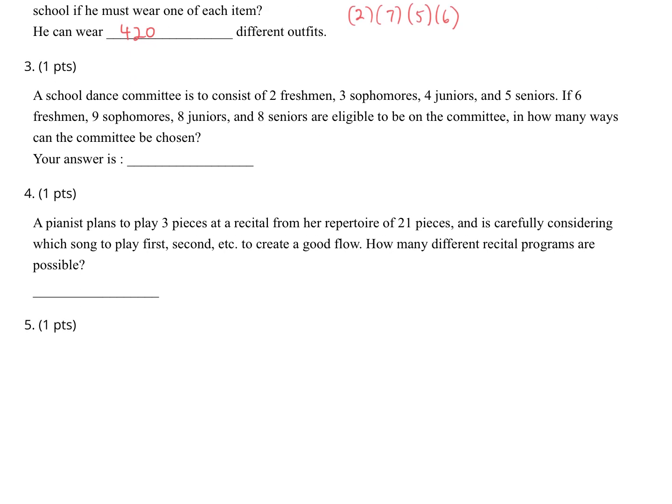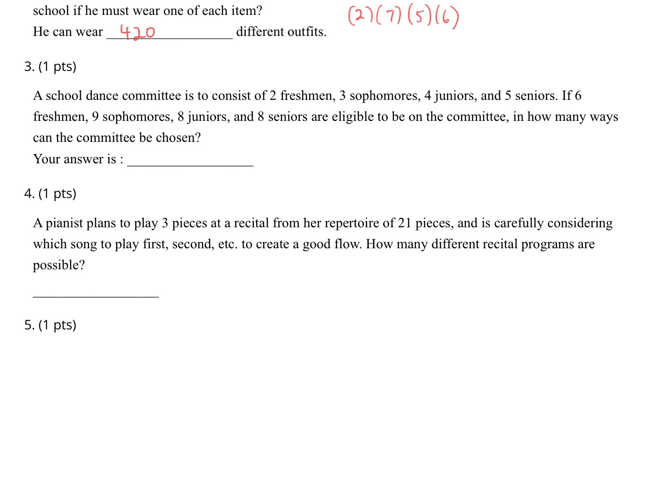Number 3, a school dance committee is to consist of 2 freshmen, 3 sophomores, 4 juniors, and 5 seniors. If 6 freshmen, 9 sophomores, 8 juniors, and 8 seniors are eligible to be on the committee, in how many ways can the committee be chosen?